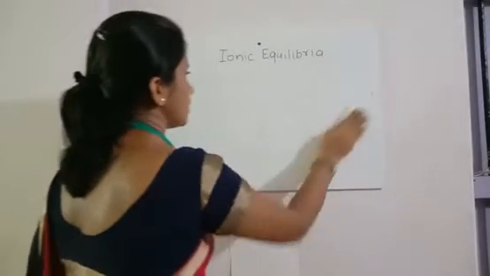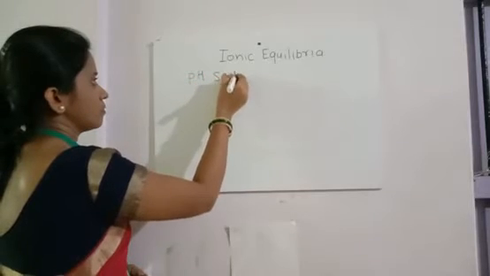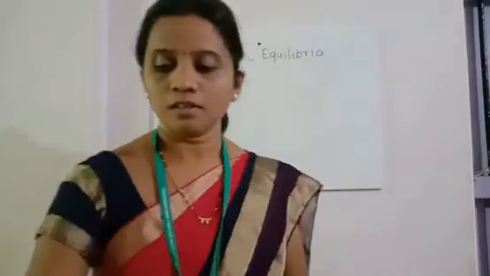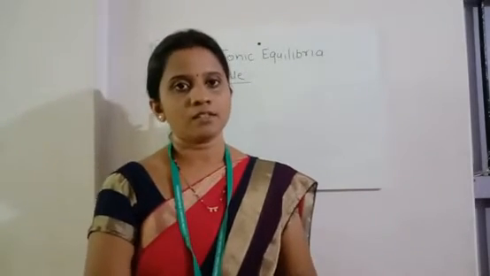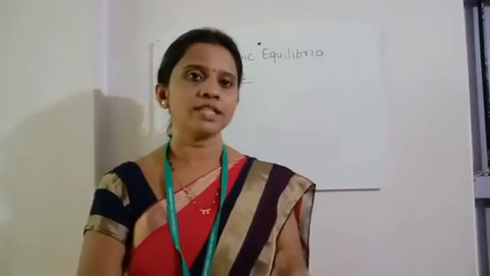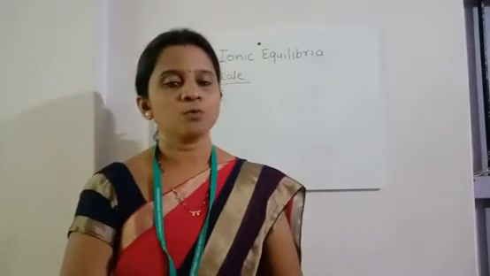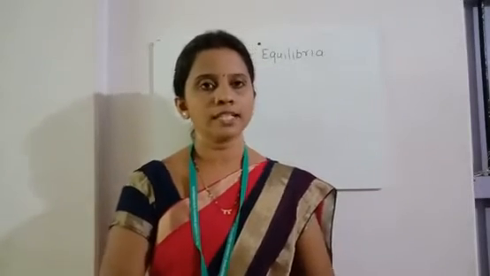Now the next point is the pH scale. I think you all know what pH is. In your laboratory you have performed experiments related to determination of the pH of a given solution. So what we find out by doing that experiment is the nature of that solution. That means the solution is either acidic, basic or neutral in nature.